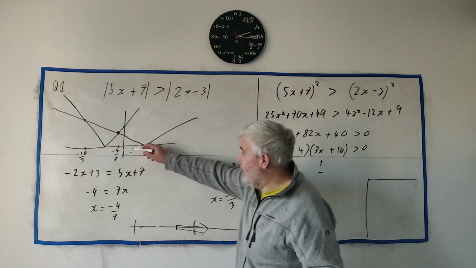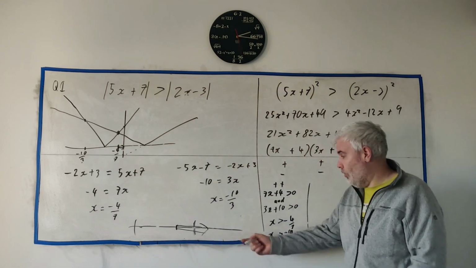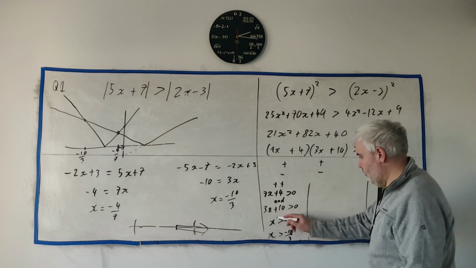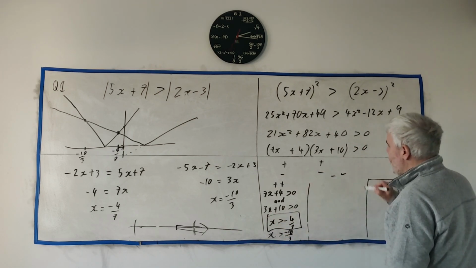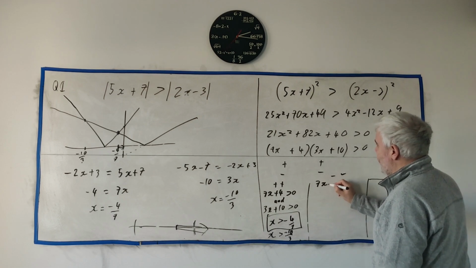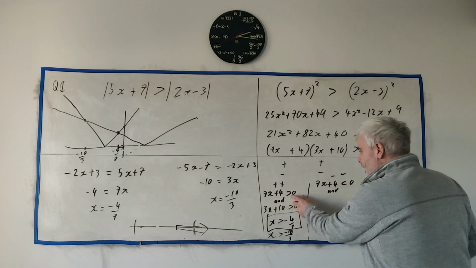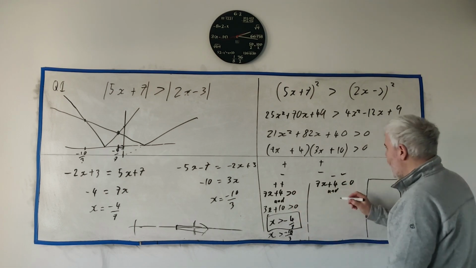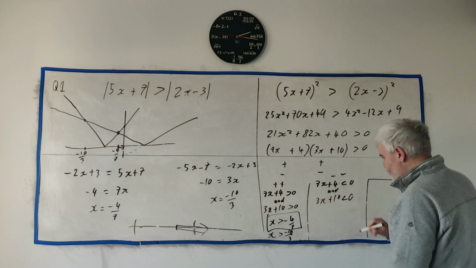And that was part of the answer we knew. That was one part of the answer, bigger than minus 4 over 7. So we'd highlight that one there. What if they're both minus and a minus? That would mean 7x plus 4 is less than 0 and, very important, the and. That means both of them have to be true. 3x plus 10 is less than 0.